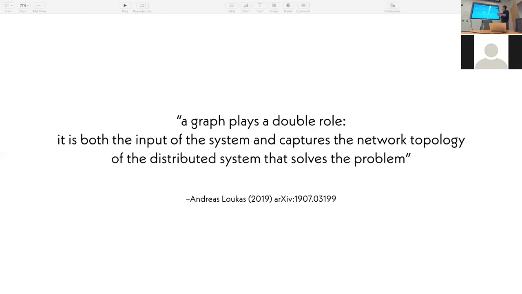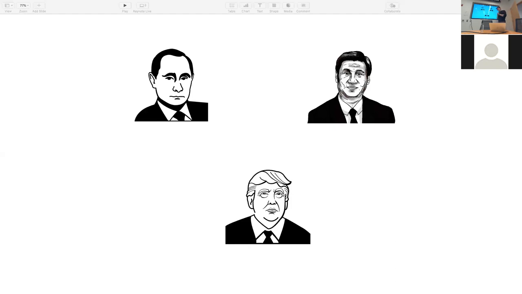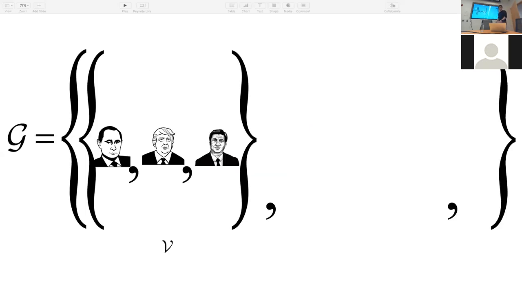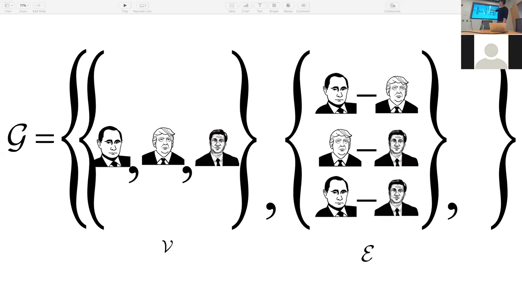Let's skip this bit. So the beauty of GraphNet is that a graph here plays a double role. It is both the problem you're trying to solve as well as the space on which you're solving this problem. We'll talk about this a little bit later. The most common usage of GraphNet is to model a social network. Let's say you have a little gang of three friends here, and you want to model their interactions. So the graph notation should be the set of all the vertices, the set of all the edges, and a global attribute that belongs to the graph as a whole.